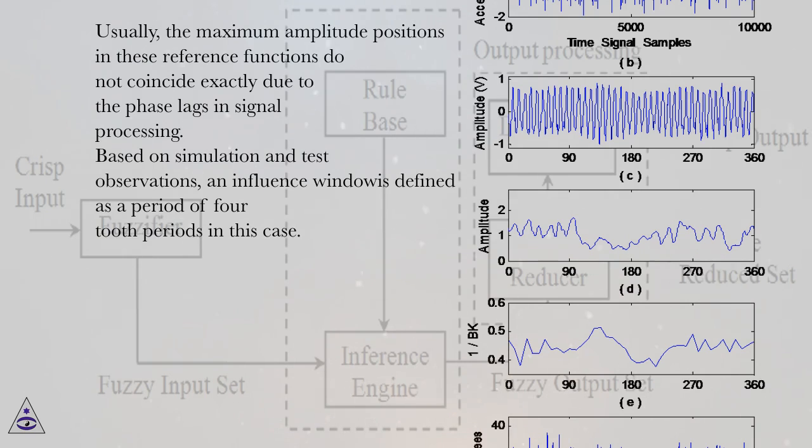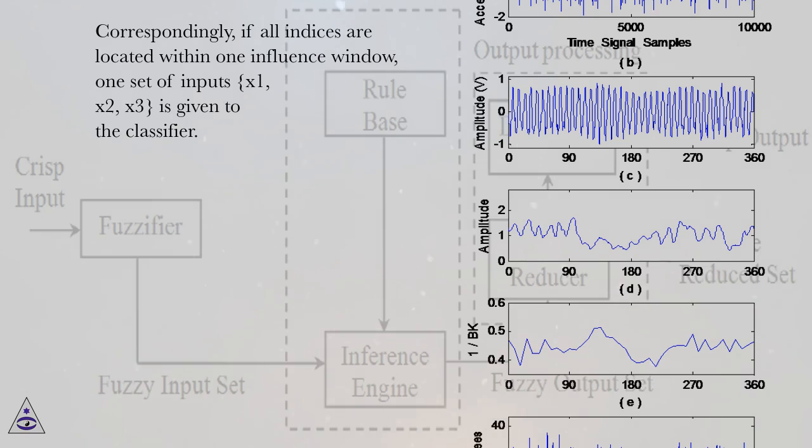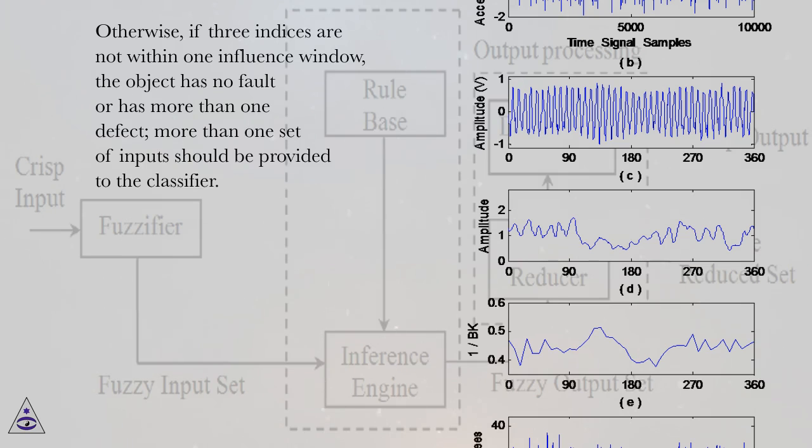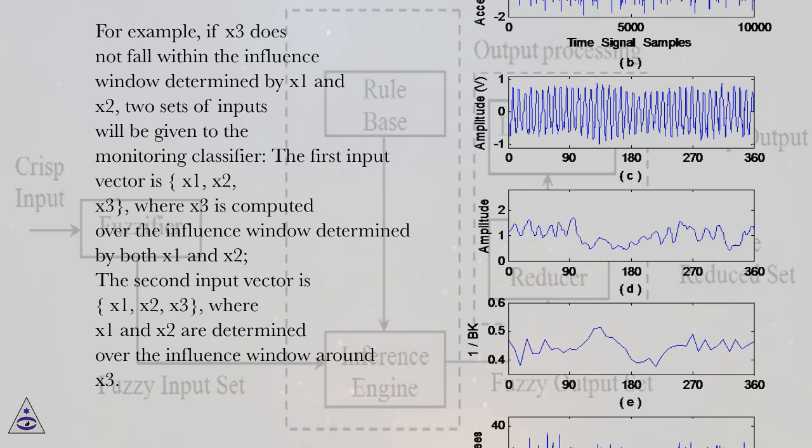Based on simulation and test observations, an influence window is defined as a period of 4 tooth periods in this case. Correspondingly, if all indices are located within one influence window, one set of inputs, x1, x2, x3, is given to the classifier. Otherwise, if the three indices are not within one influence window, the object has no fault or has more than one defect, and more than one set of inputs should be provided to the classifier. For example, if x3 does not fall within the influence window determined by x1 and x2, two sets of inputs will be given to the monitoring classifier.